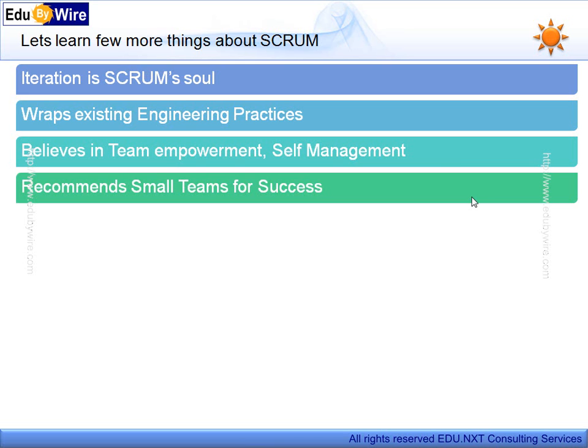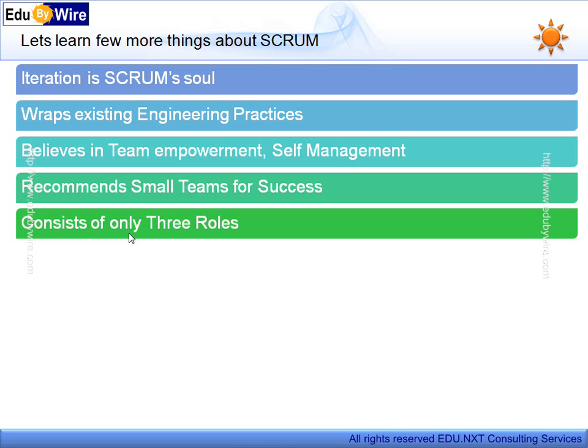Scrum recommends small teams for success. Typical team size could be 6 to 8 resources. Anything more than this can face challenges to deliver projects. For large projects, multiple small teams are created.